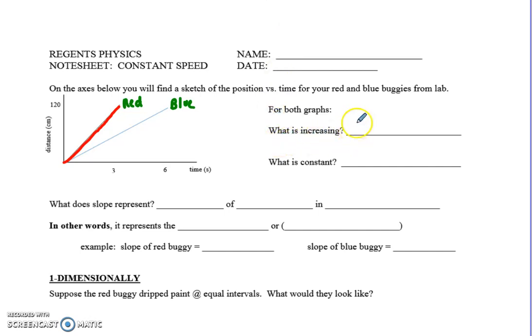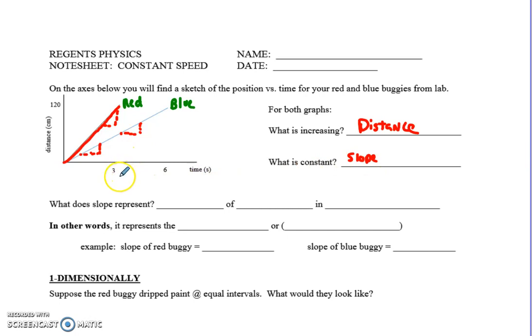So the question is, what is increasing? Well, as time goes on, the distance is increasing. So the distance for both graphs is increasing. Now, what is constant for both graphs? What we discussed in class is that the slope for both individual graphs is the same at the beginning as it is in the middle. If I do the rise over run down here for the blue buggy and over here for the blue buggy, I would get the same slope. As a matter of fact, that is the definition of a linear graph. So the slope is constant for both graphs.